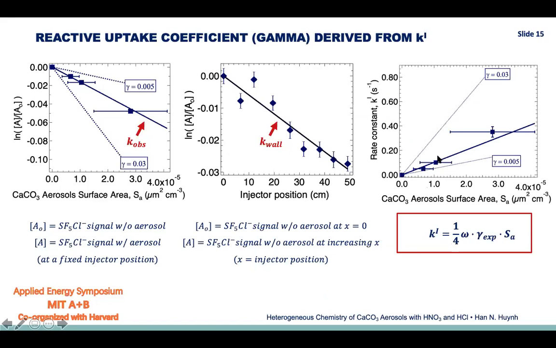Knowing Kobs and Kwall, we derived the true first-order rate constant, Ki, using the Brown iteration method. After we graphed Ki as a function of calcite aerosol surface area, we obtained the experimental uptake coefficient from the slope of the weighted linear fit. Using the Fuchs and Sutugin formula to correct for non-continuum effect, we arrived at the true reactive uptake coefficient, or gamma. This correction was found to be negligible in our case, at less than 5% for all experiments.